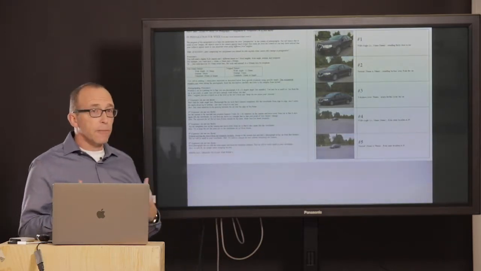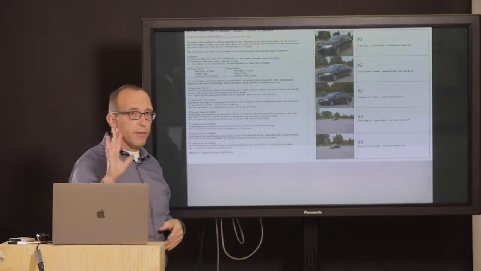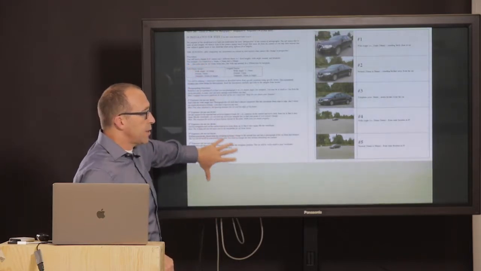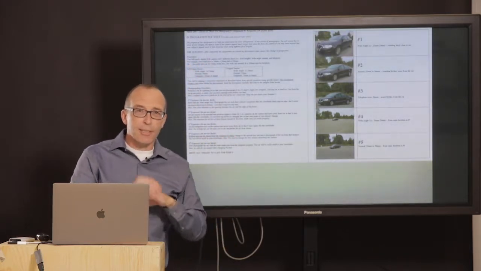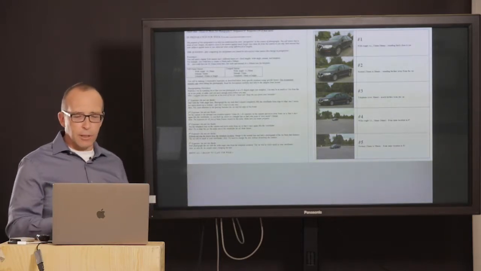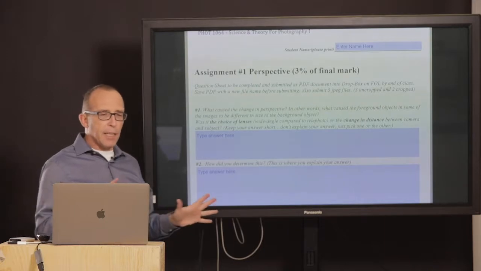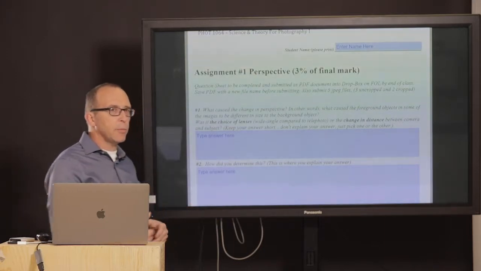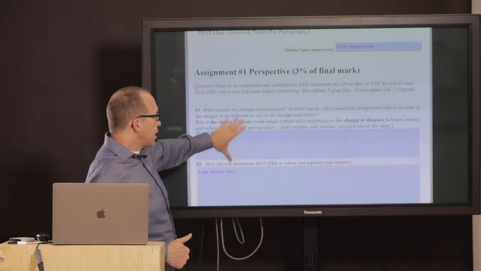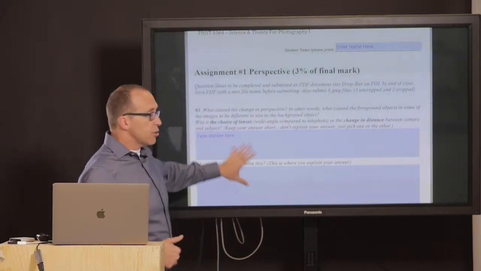Basically, you're just going to find a car and photograph it 5 times. I've put the steps in here in excruciating detail, but just watching my other video will probably walk you through it. The main thing, though, is that after you're done taking the pictures, and you'll have to submit them on FOL, the main thing is for you to answer the questions. And there's only 2 of them.